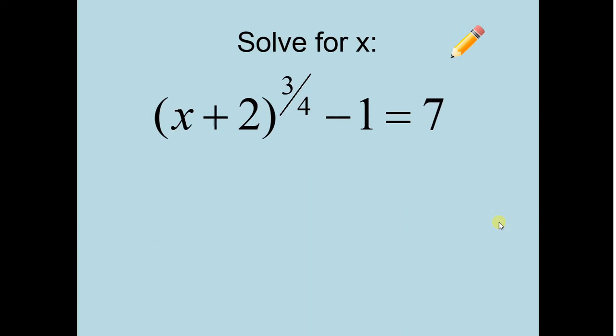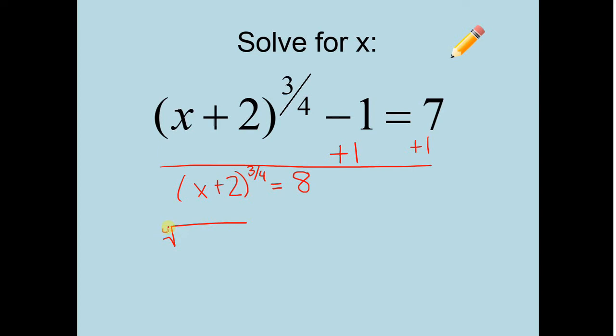So let's try this one. We need to first get this stuff alone. So let's add 1 to both sides. Take care of that first. So I'm going to have x plus 2 to the 3/4 power equals 7 plus 1, we know that's 8. Now, we can't touch this 2 inside. It's in parentheses. So let's change this around. So we're going to have the fourth root of x plus 2, that's what's in parentheses, right, to the third power equals 8.